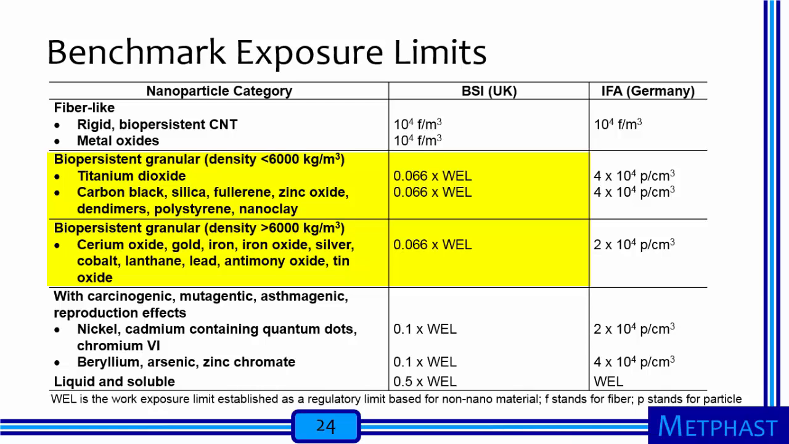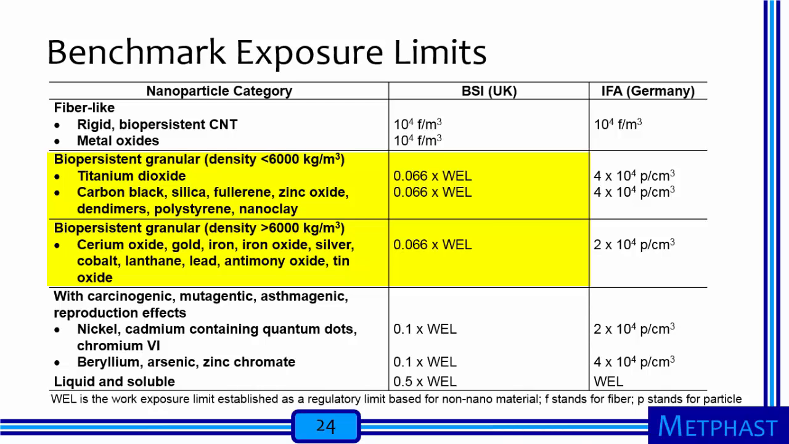For insoluble or poorly soluble non-carcinogenic, mutagenic, asthmagenic, or reproductive effect-causing nanomaterials, BSI proposes a risk ranking system with a mass-based approach. A guidance value can be derived by using a factor of 0.066, that is 15 times lower compared to the working exposure limit of the bulk material. The working exposure limit is the limit established as a regulatory limit based on the non-nanomaterial.